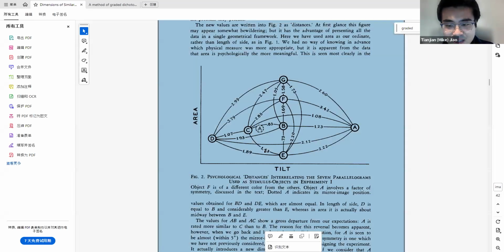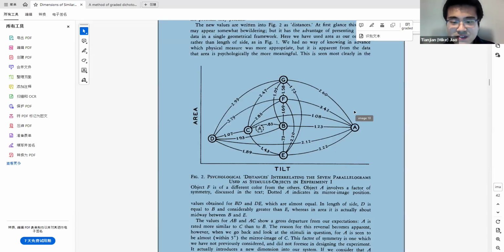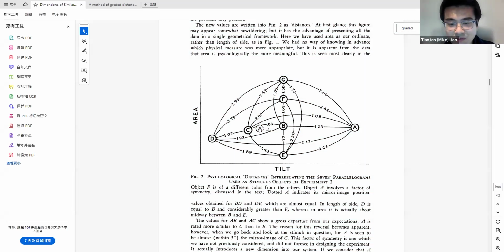It seems that based on their description, A, because of its tilt, is a mirror image of C, essentially, which explains why A and C are rated to be very similar, while B and A are rated to be quite, sorry, does that make sense? No, it doesn't quite make sense.